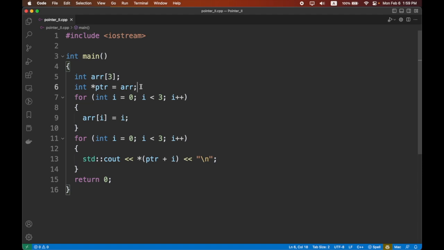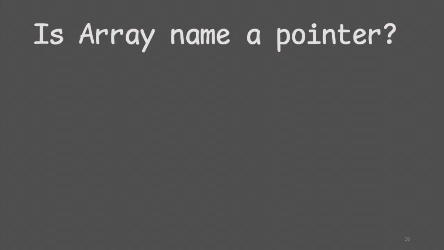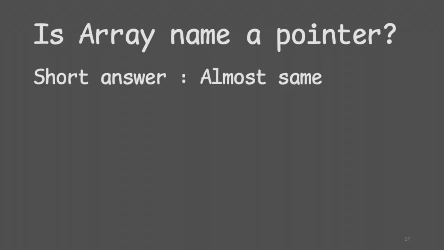Let's get back to our slides. After the introduction of the array and the pointer arithmetic, there's still one thing I want to talk about. Is an array name a pointer? We can see in the previous slide and examples, an array name can be assigned to a pointer. But does assigning an array name to a pointer necessarily mean it's equivalent to a pointer? Well, if you want the short version, it's almost the same. Most of the time, if you consider the array name as a pointer, it won't trouble you too much.